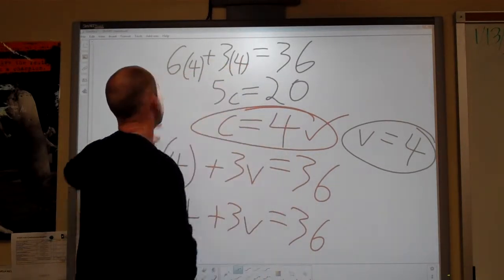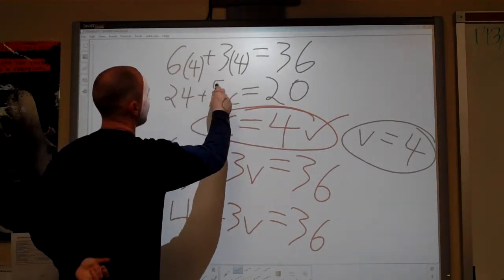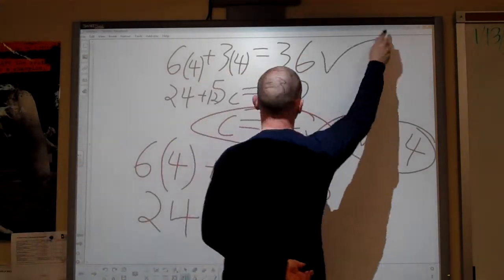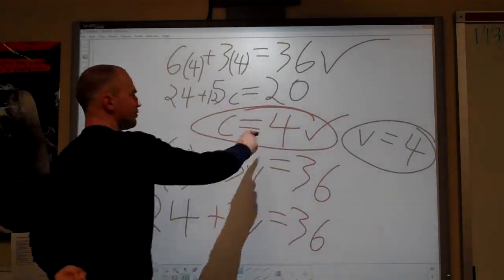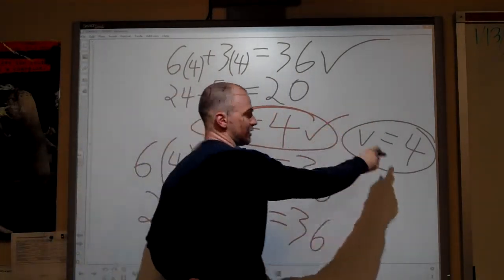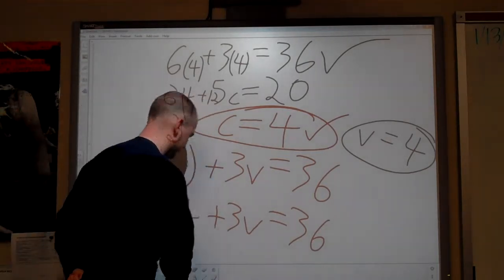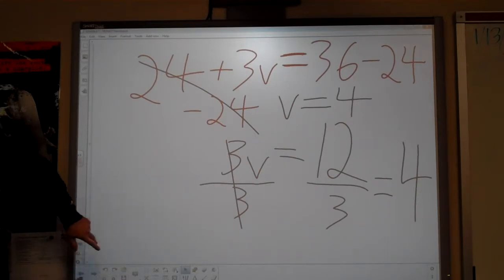So, 6 times 4 is 24. 24 plus 3 times 4 is 12. 24 plus 12 equals 36. Yeah, it does. 24 plus 12 is 36. So this works. C equals 4 and V equals 4. Questions on that one? Last one.